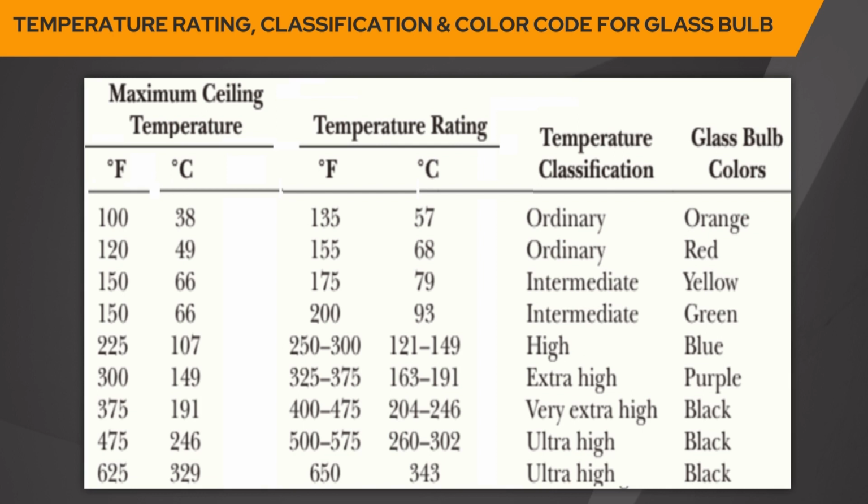Further to this, if the maximum ceiling temperature exceeds 246 degrees centigrade, then the temperature rating shall be 260 to 302 degrees centigrade, the temperature classification is ultra high, and the glass bulb color is black. If the maximum ceiling temperature is 625 degrees Fahrenheit or 329 degrees Celsius, then the temperature rating shall be 343 degrees centigrade, the temperature classification is ultra high, and the glass bulb shall be black.